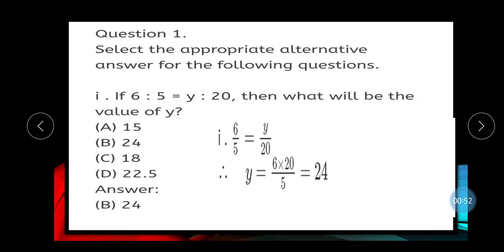We will write it in fraction form, that is 6 upon 5 is equal to y upon 20. Let us do the cross multiplication. We will get y into 5 is equal to 6 into 20. That is, y is equal to 6 into 20 upon 5. In the table of 5, 5 fours are 20. 6 into 4, we will get 24. So the correct option is option B, that is 24.